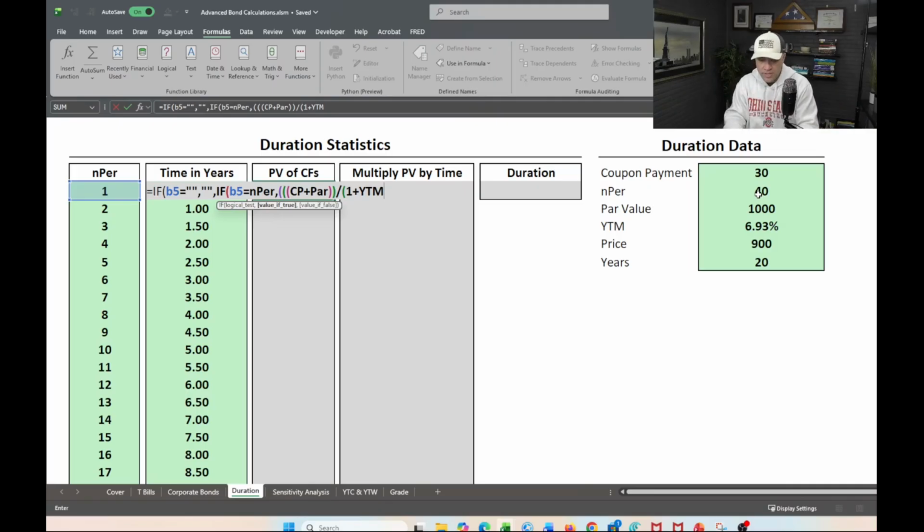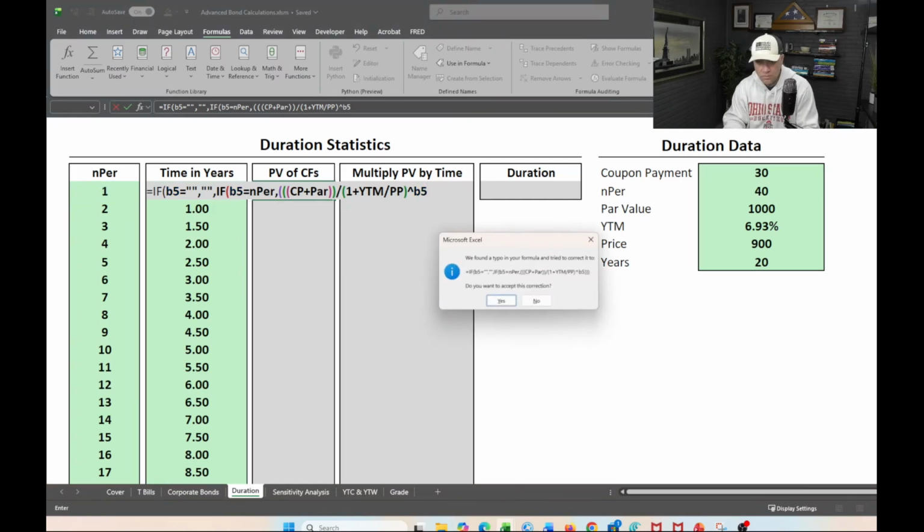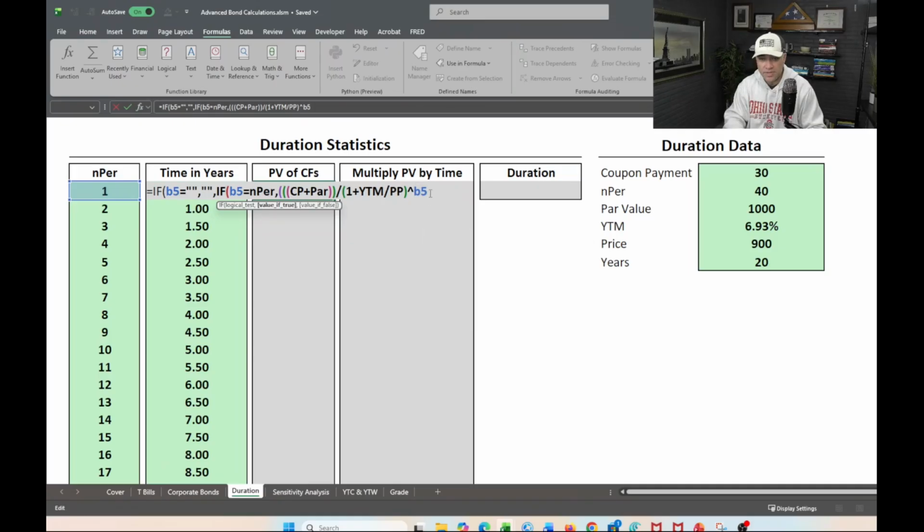And then I'm going to take that yield to maturity and divide it by PP, the periodic payments, because I need to find the yield. That's the annual yield, but we're in 6 months. I need to find that 6-month yield. And then I'm going to do it to the power of B5. Oh, but I messed it up. Accidentally hit tab. Yeah, I'm missing a bunch of stuff there.